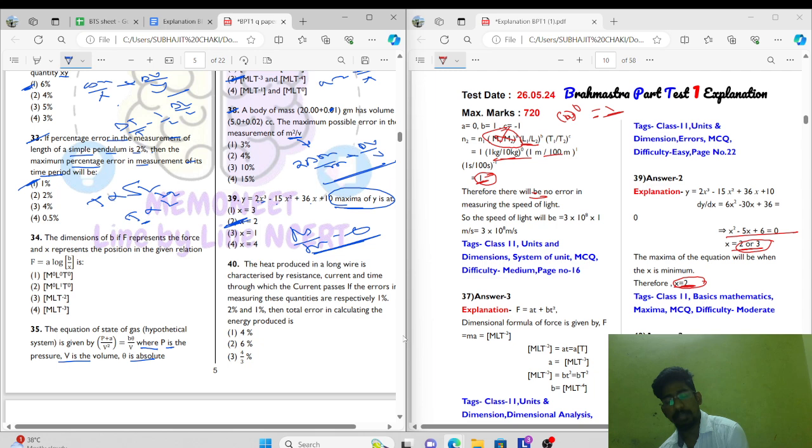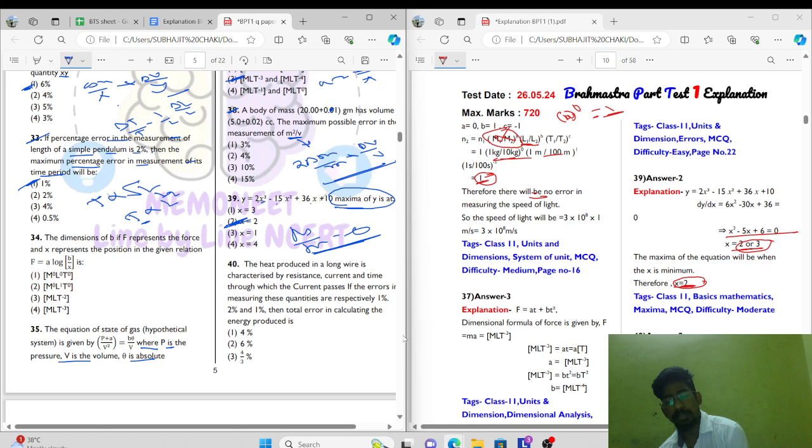Right? Question number 40. Okay, heat is produced by a long wire characterized by resistance, current and time, through which the current passes. If the errors in measuring the quantities are respectively 1%, 2% and 1%, calculate the error in the total energy.